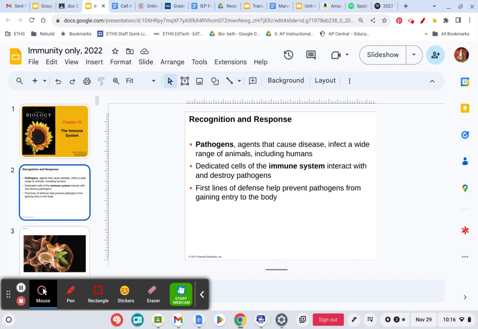Before we do that, we need to talk a little bit about some terms. One of those is a pathogen. A pathogen is anything that causes or evokes an immune response from us. The immune system is dedicated to pathogens, to finding anything that causes disease and hopefully eliminating it, so that we're healthy and we don't get sick.